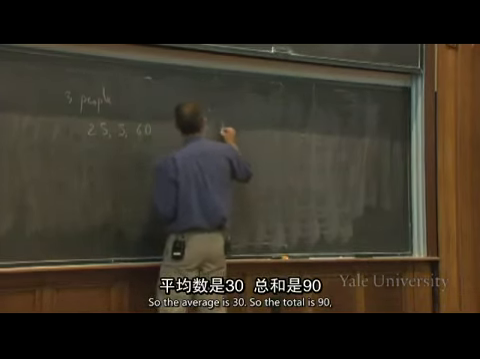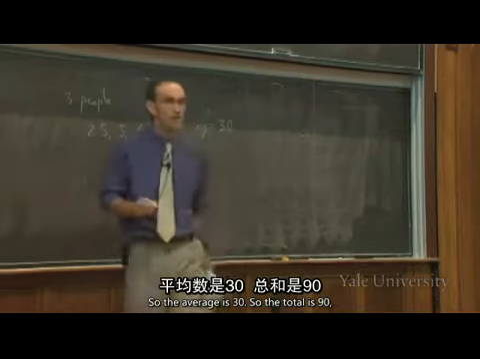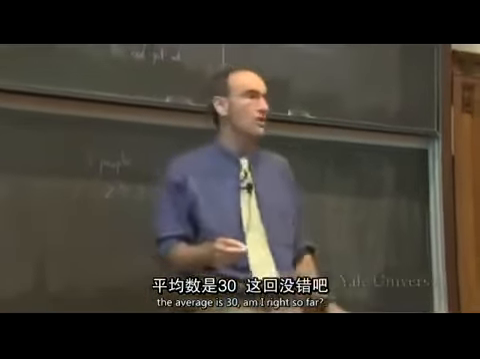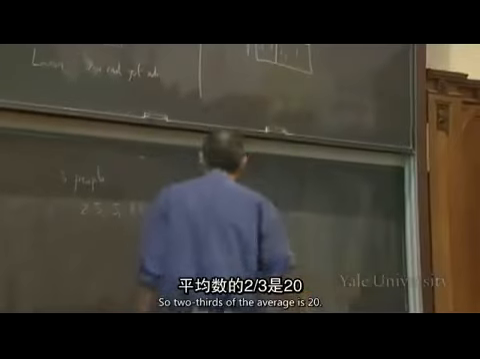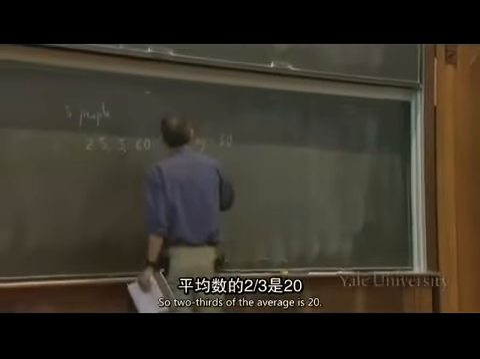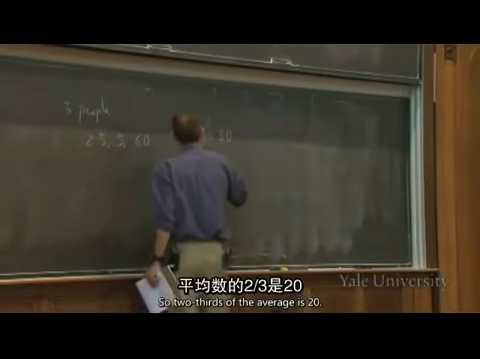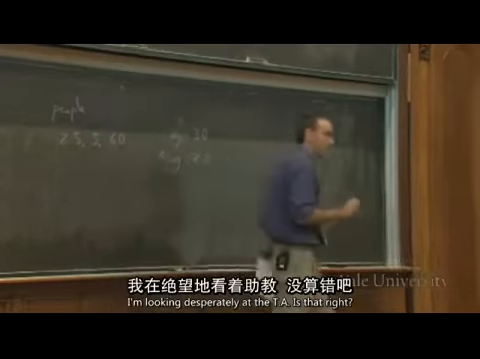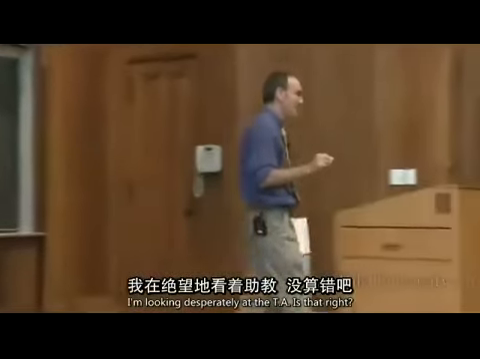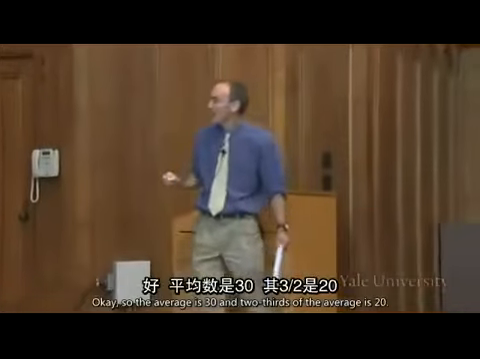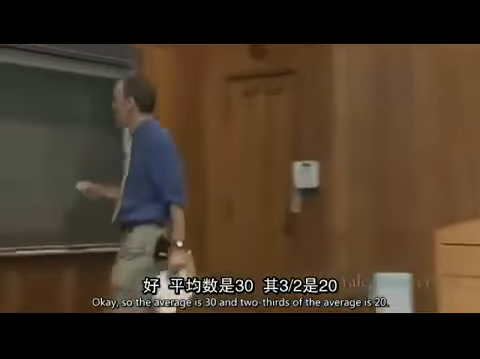Thank you. Somebody was shouting out. Right, so the total is 90. The average is 30. Am I right so far? All right, so 2/3 of the average is 20. I'm looking desperately at the TA. Is that right? Okay. All right, so the average is 30, and 2/3 of the average is 20.